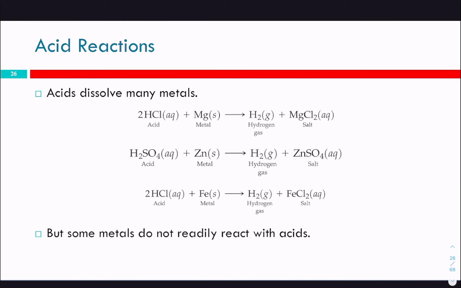The other type of acid reactions are acids reacting with metals. We did talk about the activity series super briefly. I don't really expect you to remember it. But in these acid reactions with metals, you have some acid reacting with a metal to form hydrogen gas, and then a salt of the acid and the metal.